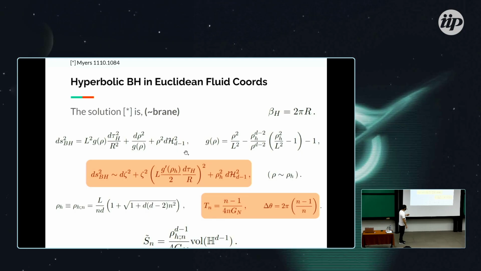And what you get is that to reproduce the correct tension and conical deficit, rho h is no longer free, but actually becomes this non-trivial function of n. And with this, one can compute the area of the brane that comes from this piece of the metric, and you get a celebrated result that everybody knows.